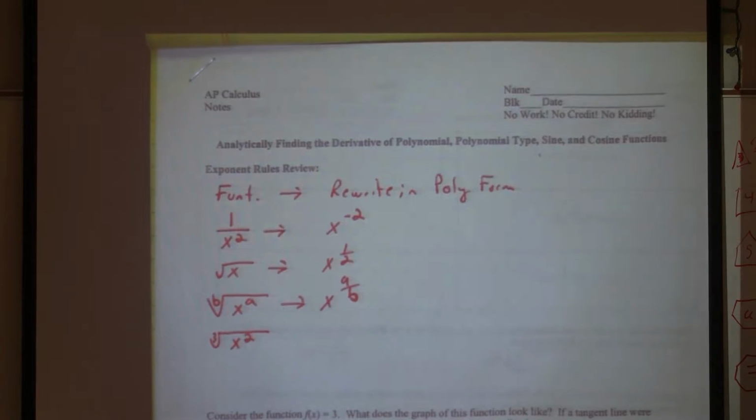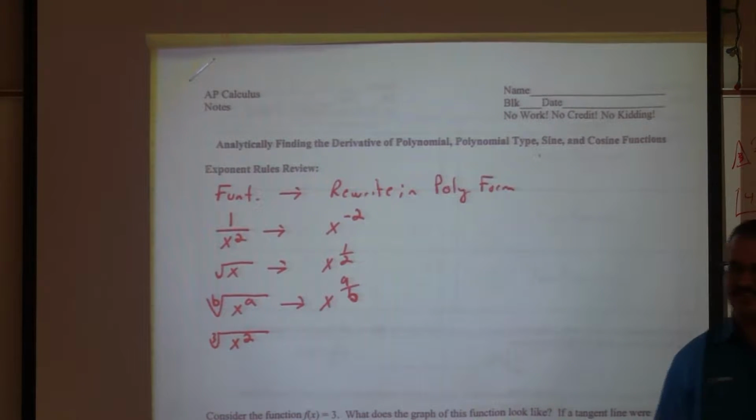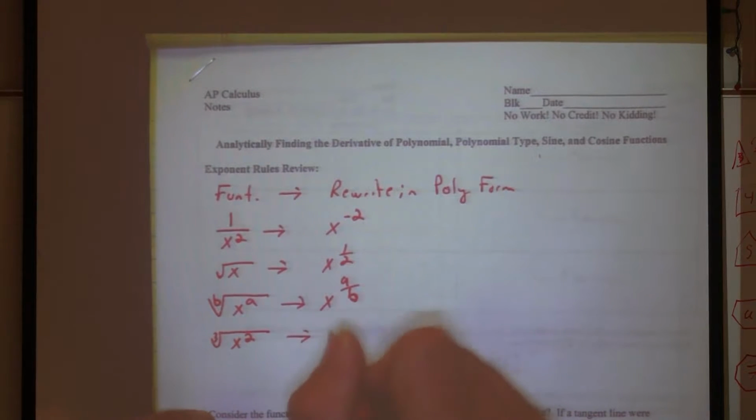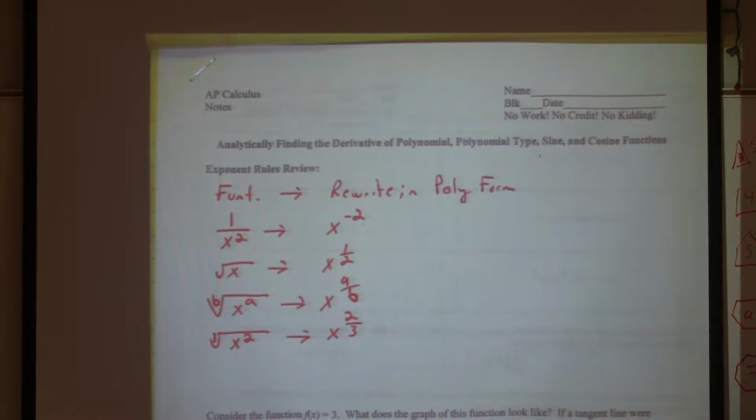Alright, so the cube root of x squared, what would that one be? X to the 2/3. Beautiful, okay? Alright, let's get nasty.